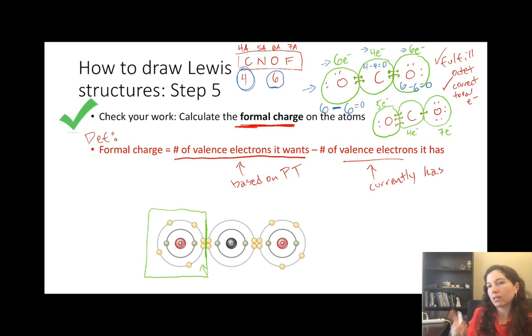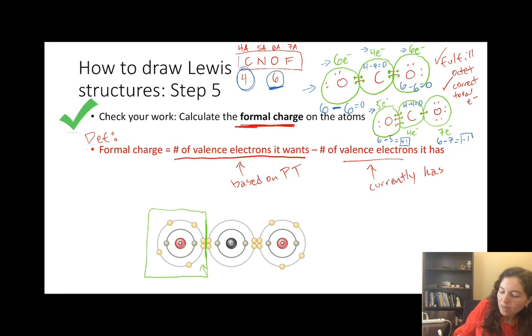Let's look at the next structure. So for oxygen, with the triple bond, oxygen wants 6 electrons. It currently has 5. So the formal charge on this one is a positive 1. Carbon wants 4 from the periodic table. It has 4. It's still 0. Oxygen wants 6 from the periodic table. It has 7. So that gives it a charge of negative 1.